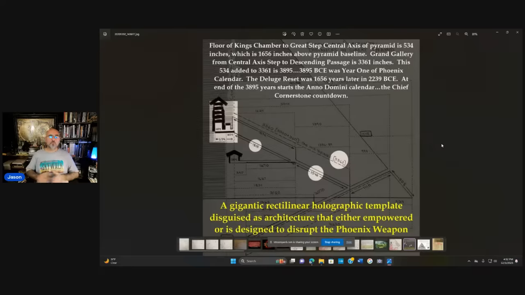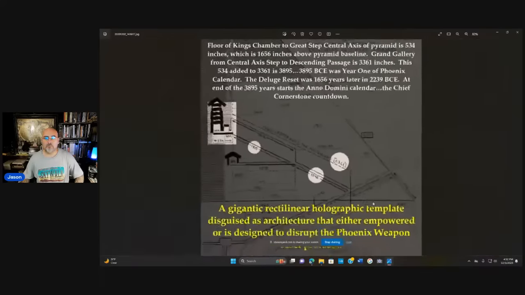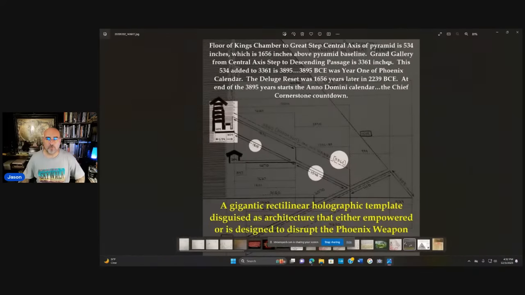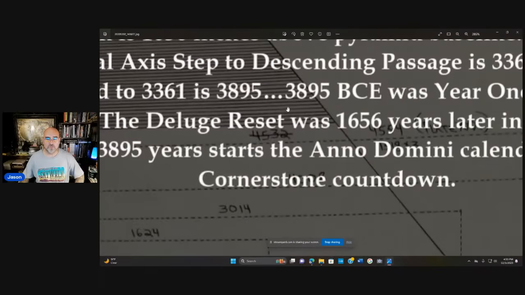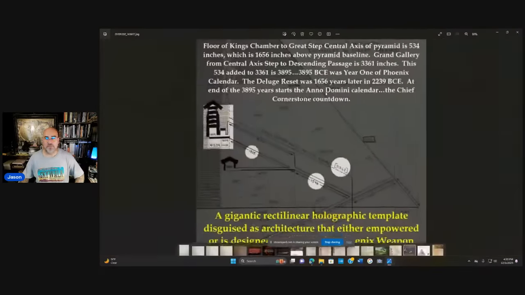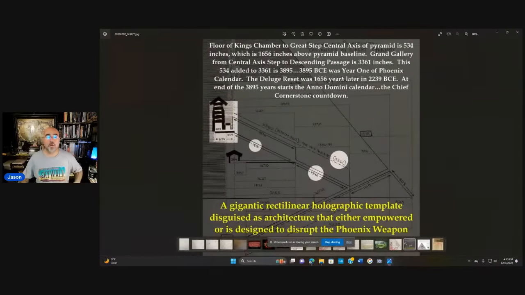So here's the floor of the King's Chamber to the Great Step's central axis of the pyramid: 534 inches, which is 1656 inches above the pyramid baseline. The Grand Gallery from the central axis step down here is 3,361 inches. This 534 added to the 3361, like I showed you, is 3895 inches. This would be 3895 BC, which we know of as year one of the Phoenix calendar of the pre-flood world.